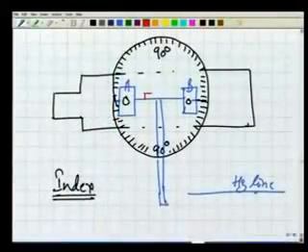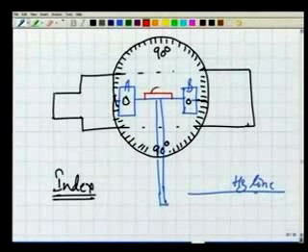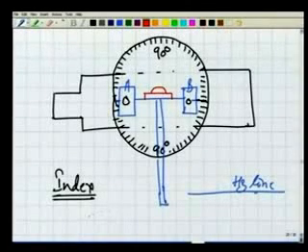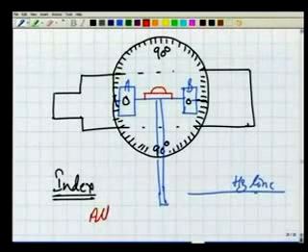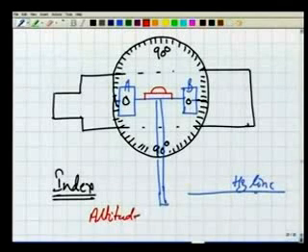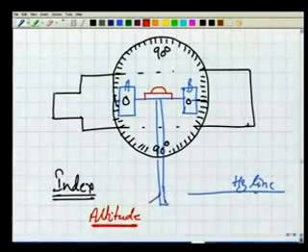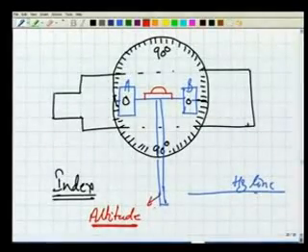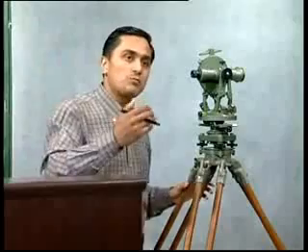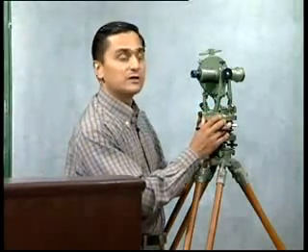Over here is our bubble tube, and this bubble tube is called altitude bubble tube. And you know, we have understood that we make use of this for measuring vertical angles. Well, we will see some more parts of this theodolite.